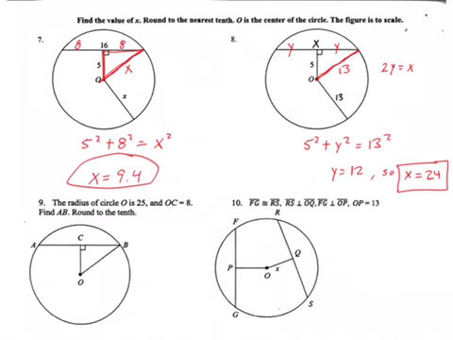Question 9, they tell you that the radius of circle O is 25, so we've got 25 here. OC is 8. Find AB to the nearest tenth, but we're just going to find x first, and then we'll just double it. So this is another Pythagorean theorem problem. So you've got 8 squared plus x squared equals 25 squared. So we just solve the Pythagorean theorem. You get x to be right around 23.7, and then we double it. So AB is 47.4.